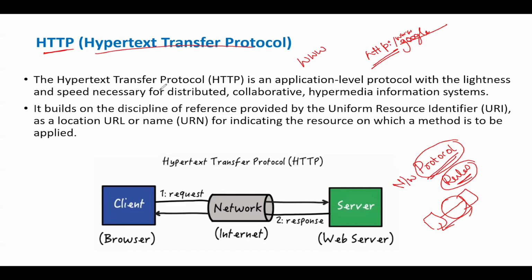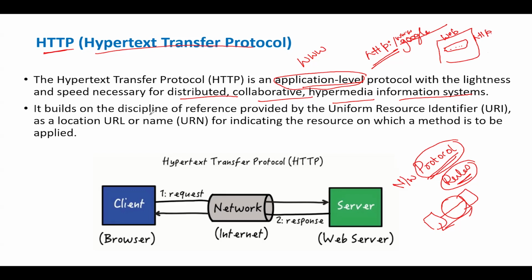So the Hypertext Transfer Protocol is an application level protocol with the lightness and speed necessary for distributed collaborative hypermedia information systems. So when I say application level, it is just like the application a user uses. For example, in our case, the web is an application. So in the web, when you type any website name, that uses HTTP. All right. So it uses that particular protocol.